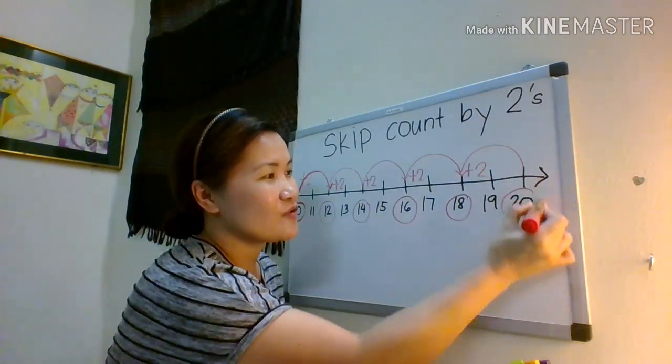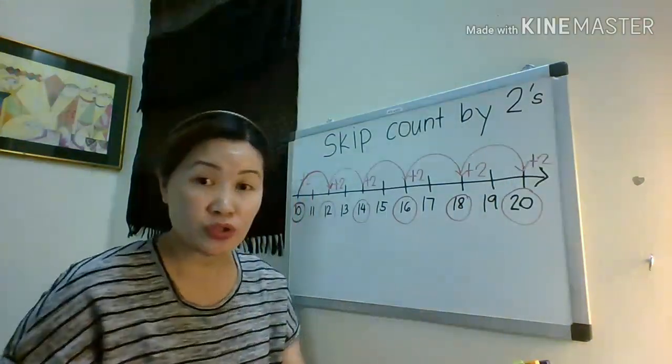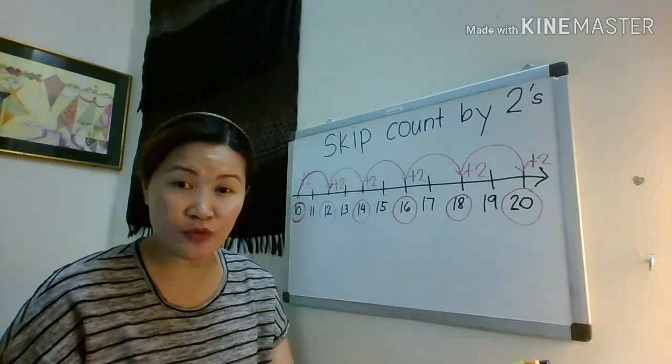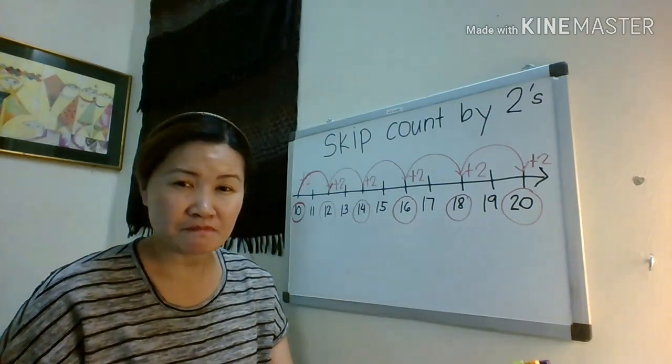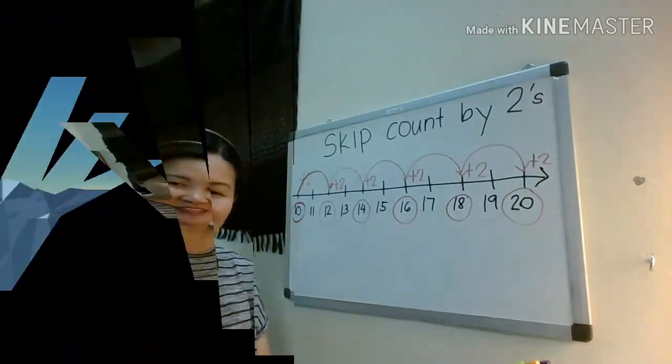Yay! So now that we are on 20, you can still add another 2. 20 plus 2 will give you how many? That's right, it's 22. Good job!